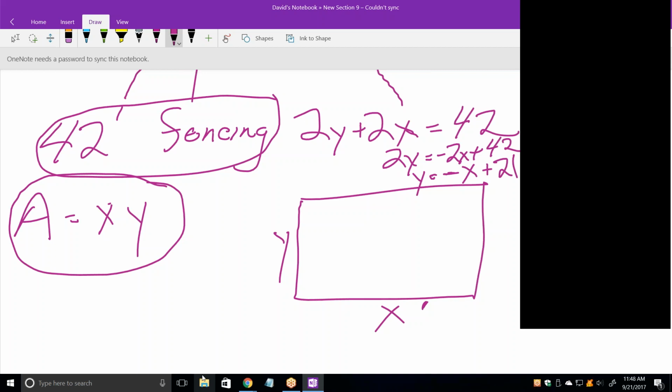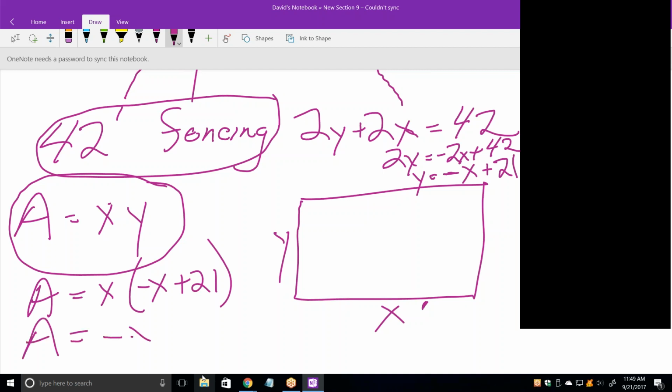So we have two equations. That comes from the perimeter, but it allows me to define y in terms of x. So now I can go back over to my area function and substitute what I solved for y. y is minus x plus 21. Combine those, we get minus x squared plus 21x.